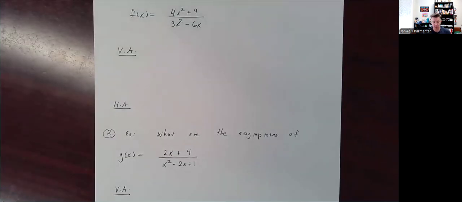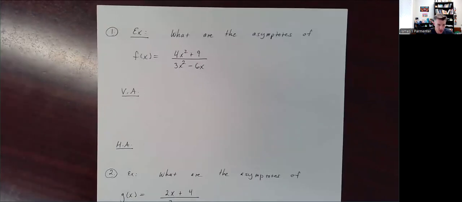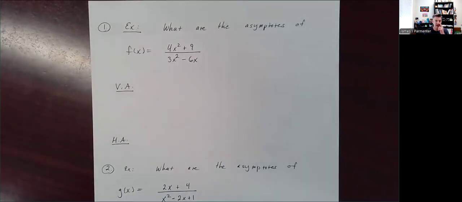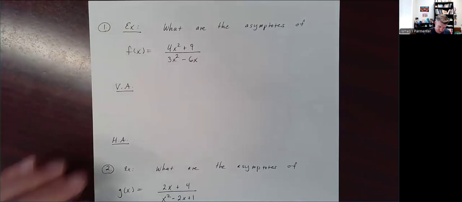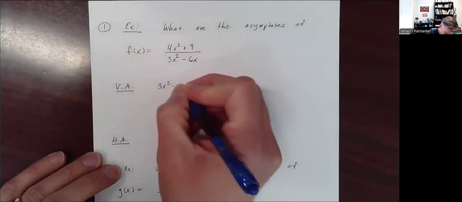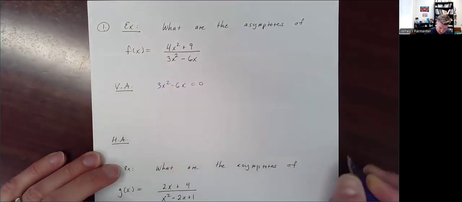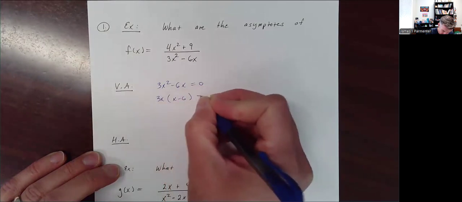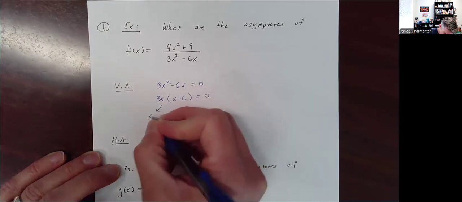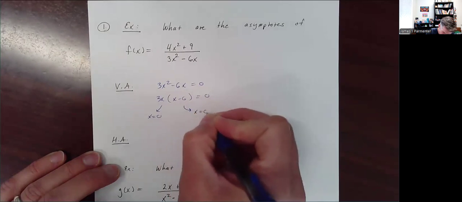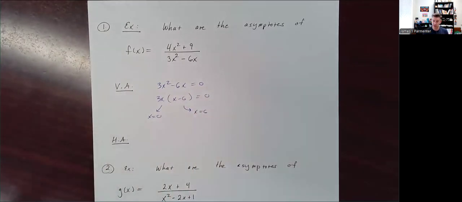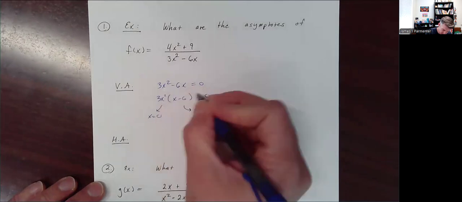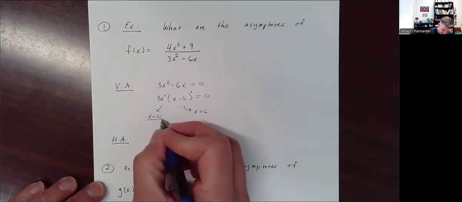All right, now examples. What are the asymptotes of f of x equal to (4x squared plus 9) over (3x squared minus 6x)? The way you find the vertical asymptotes is by setting the denominator equal to 0. It's usually good to factor it. So I set 3x squared minus 6x equal to 0. I'm going to factor out a 3x times (x minus 6), and that's going to equal 0. So I'm going to get either x equal to 0 or x equal to 6. I'll also point out that both of these asymptotes come from factors raised to the first power, so both of these are going to have opposite behavior.